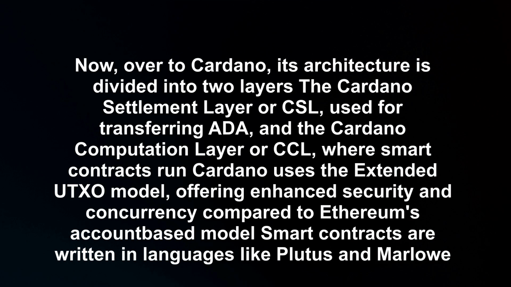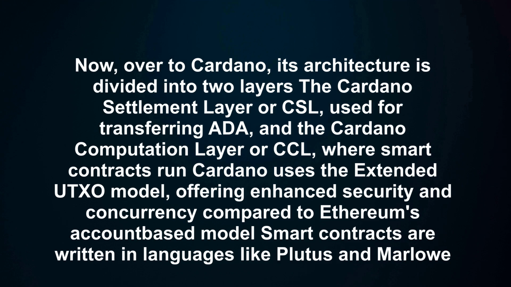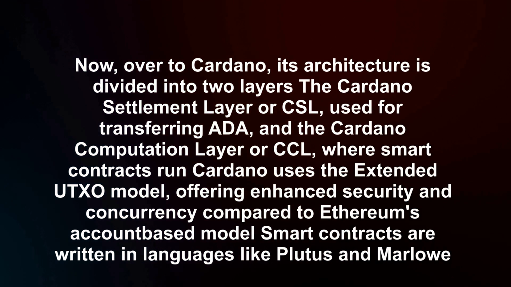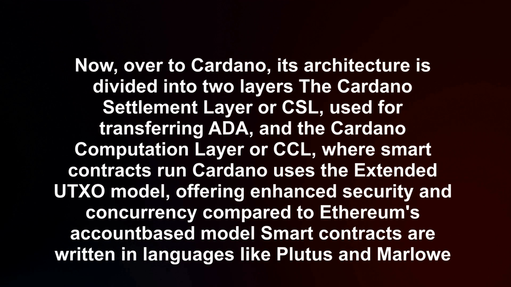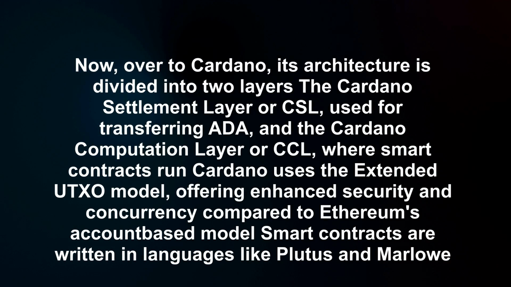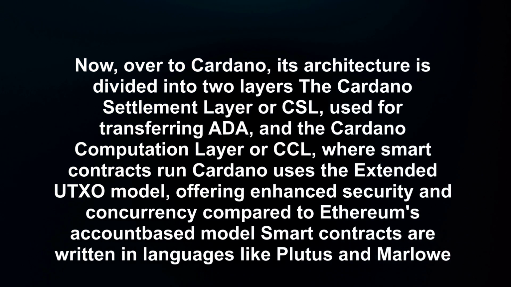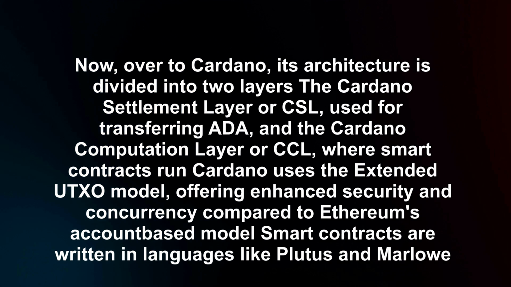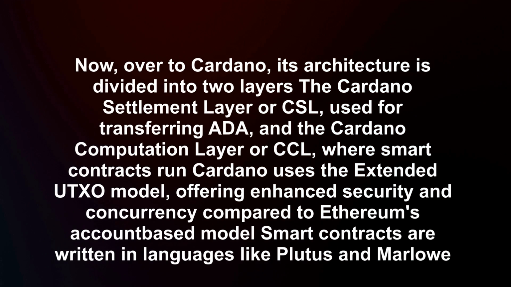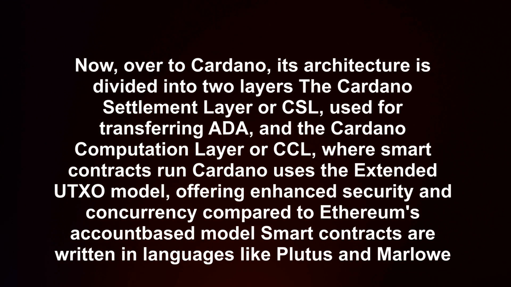Now, over to Cardano. Its architecture is divided into two layers: the Cardano Settlement Layer, or CSL, used for transferring ADA, and the Cardano Computation Layer, or CCL, where smart contracts run. Cardano uses the extended UTXO model, offering enhanced security and concurrency compared to Ethereum's account-based model. Smart contracts are written in languages like Plutus and Marlowe.